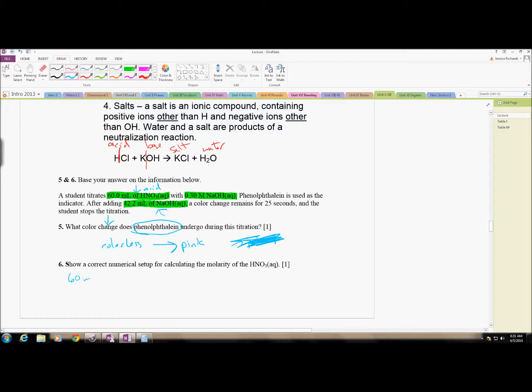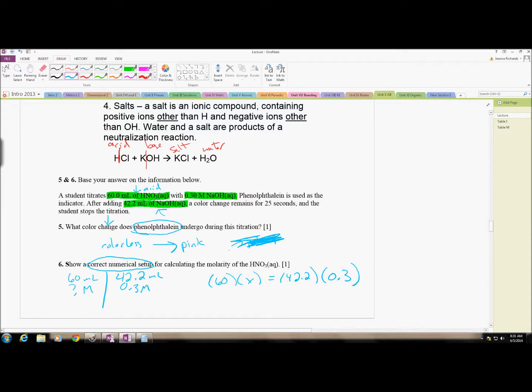Show the correct numerical setup for calculating the molarity of the HNO3. Well, we have 60 milliliters of HNO3 and we do not know its molarity. We used 42.2 milliliters of a 0.3 molar NaOH. They just want the correct numerical setup. So you go to table T and see that it's the MV equals MV equation. 60 times X equals 42.2 times 0.3, and then you're done.